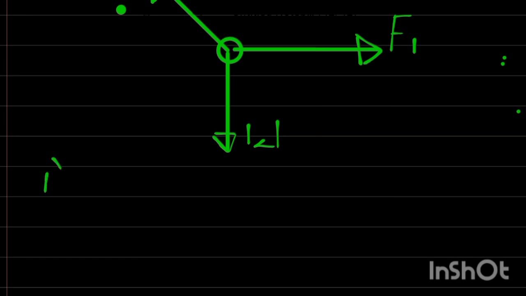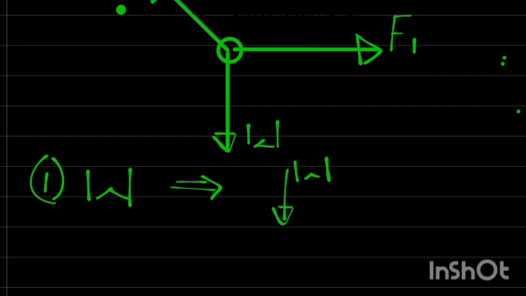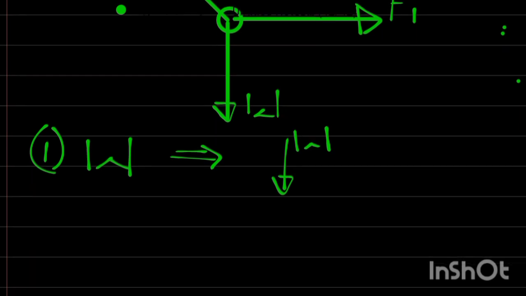And the number one thing you must always consider is that if we have the weight of an object there, the weight of a body is always acting vertically downward. Take note of this. Anytime you want to represent weight, it must be a straight line, a vertical straight line, and the direction will be downward. That's how you represent a weight.